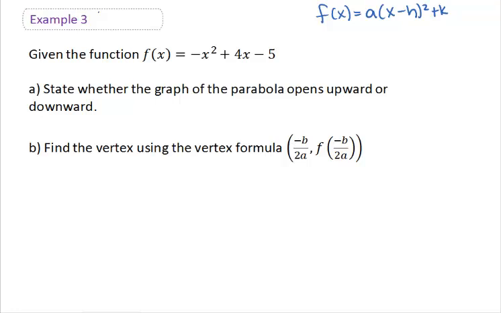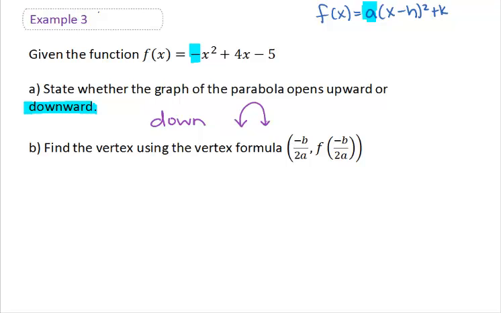The first thing that we need to figure out is whether it opens up or down. It goes by whether your a value is positive or negative. Well, the a value that you would have in this form is the exact same a value that you would have in this one. So our a value is negative 1. So since it's negative, that tells us that our graph opens downward, which automatically gives us the image of this guy right here, so it looks more like a mountain.